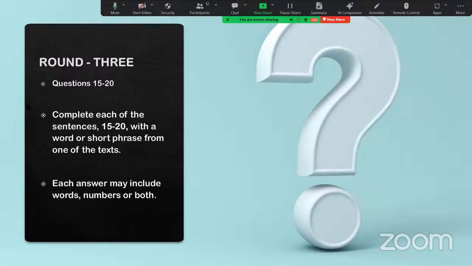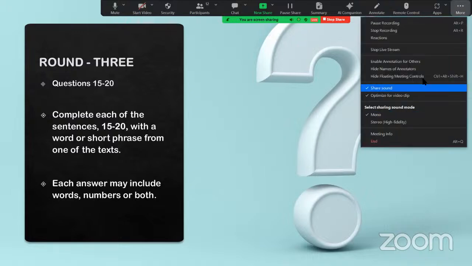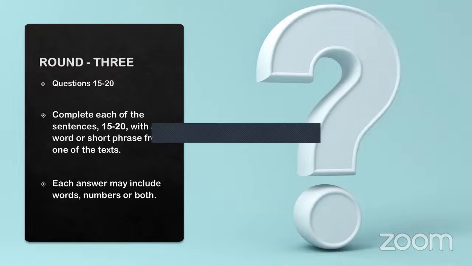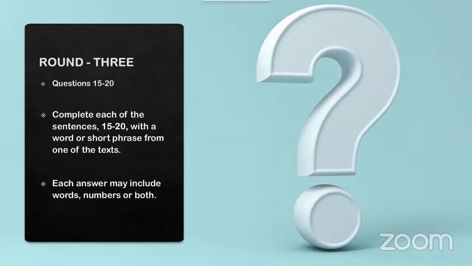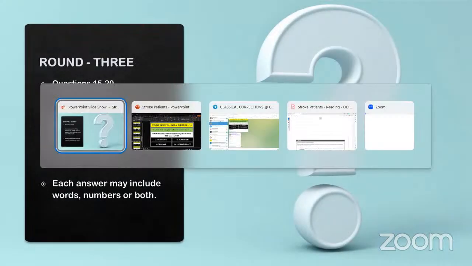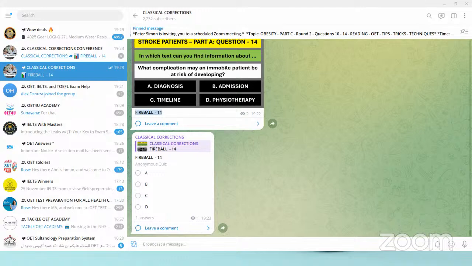Now this is round 3, questions 15 to 20. Get ready. These are 3 levels: gear 1, gear 2, gear 3. First, you should know which text it is, A or B or C. You should guess A or B or C. Then afterwards, you should go to that particular area.